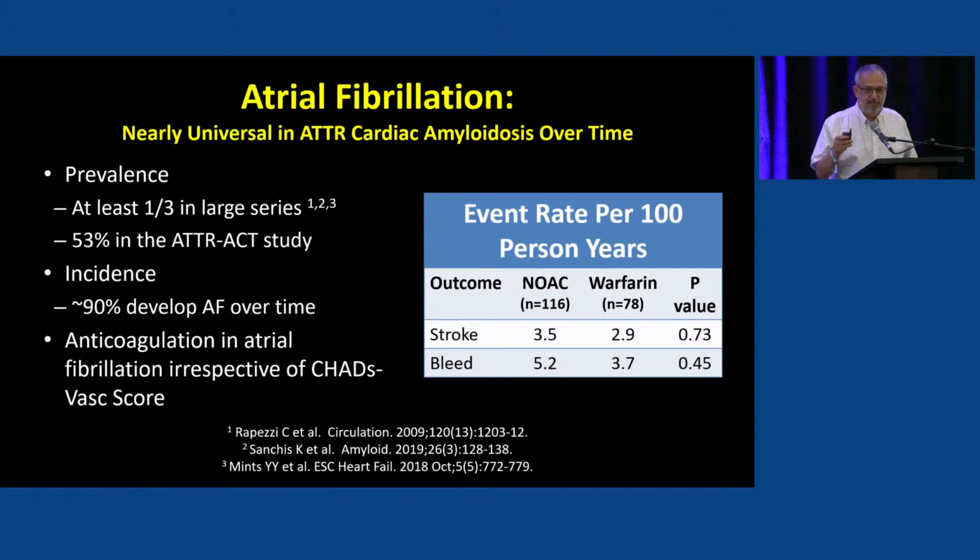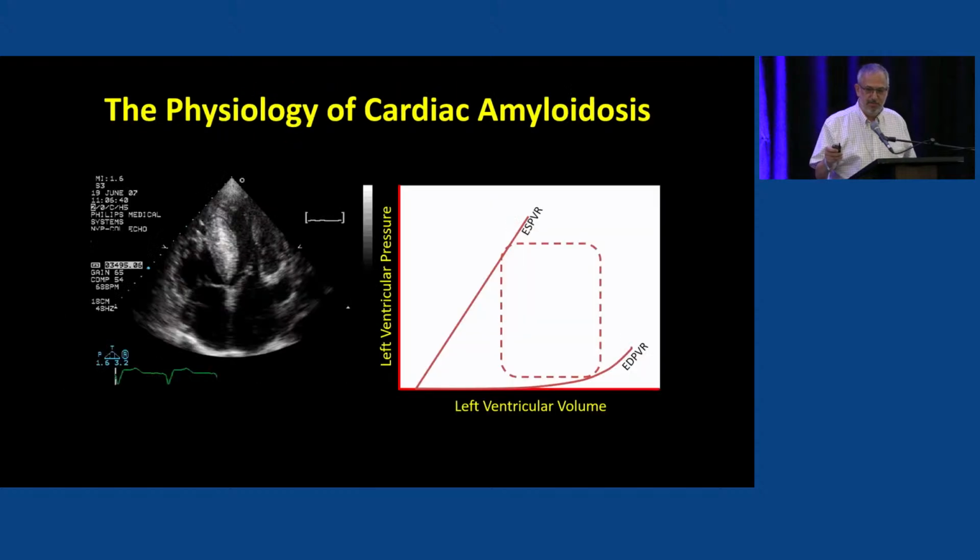So with regard to AFib, in most series, it's at least a third of patients, but in large trials, it's been about 60% of patients. And my experience is over time, almost everyone with this disease develops atrial fibrillation. And again, you need to anticoagulate them. These are old data. I think we're all using DOACs, not Coumadin, but patients on Coumadin had times where they were falling out of the INR range and they had more complications. But certainly anticoagulation is really very important for these individuals.